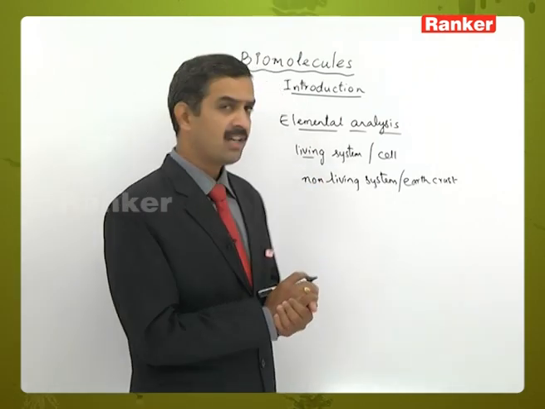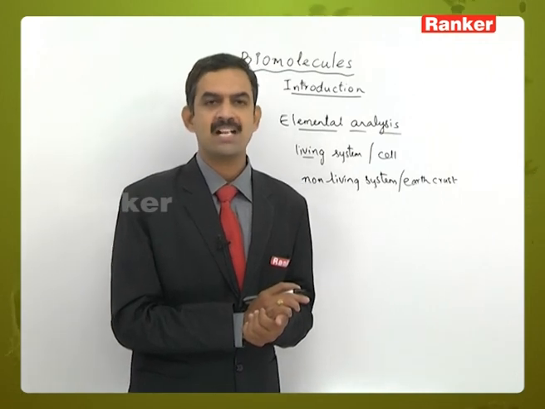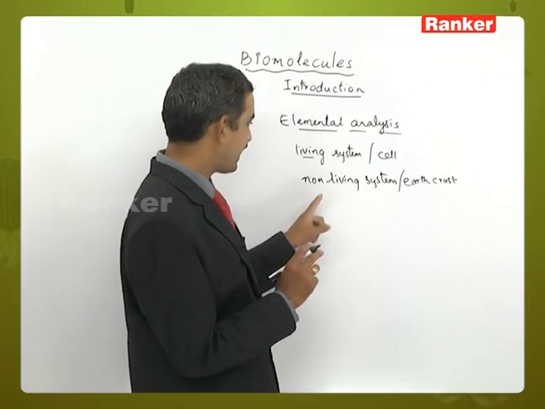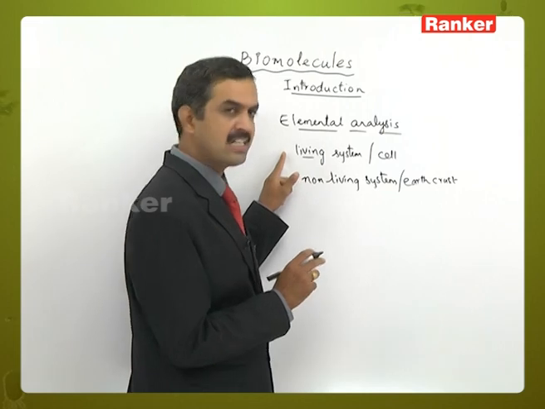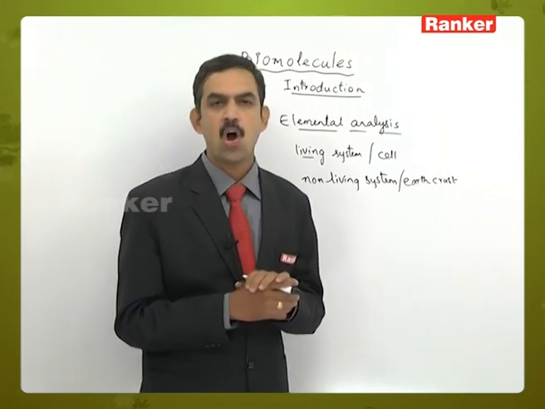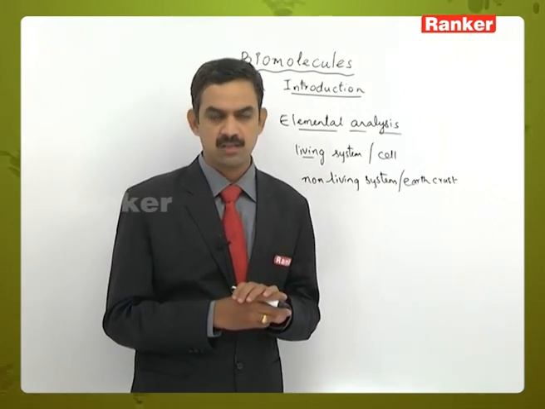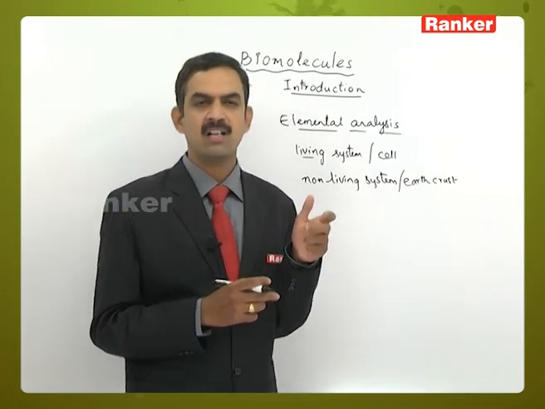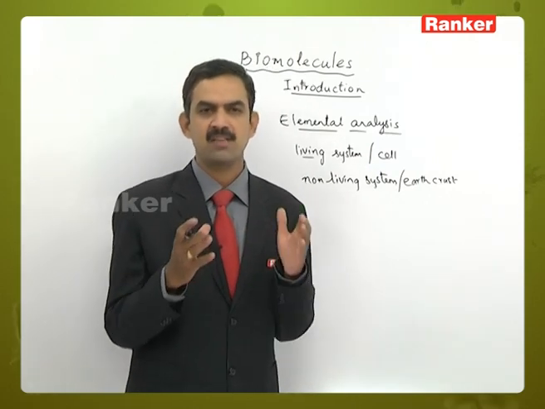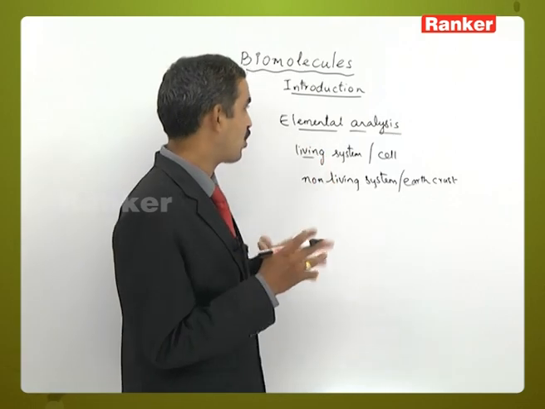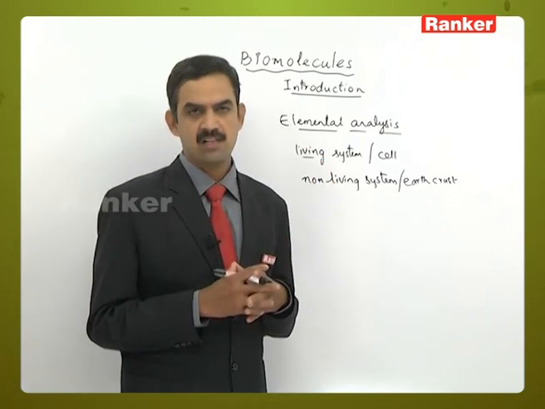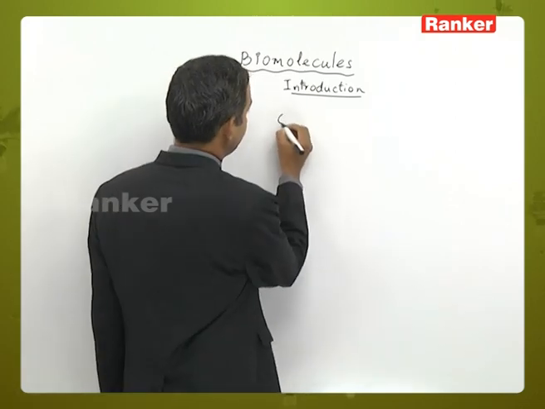Basically, the abundance of carbon and hydrogen is more in the living system or the living cell when compared to a non-living system or the earth crust. So likewise, we know about the elements present in the living and non-living systems by a process called elemental analysis. Then chemical analysis.